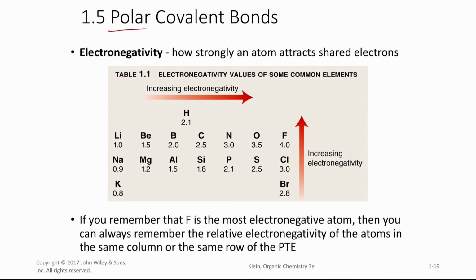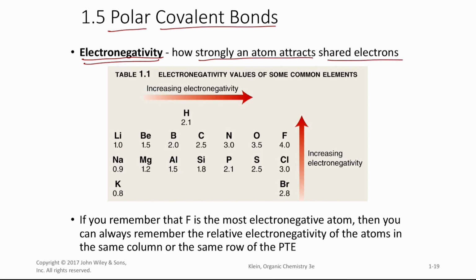Next, let's talk about polar covalent bonds. So we talked about covalent bonds. Let's talk about polar covalent bonds. So before talking about polar covalent bonds, let's talk about electronegativity. So electronegativity represents how strongly an atom attracts the shared electrons towards itself.